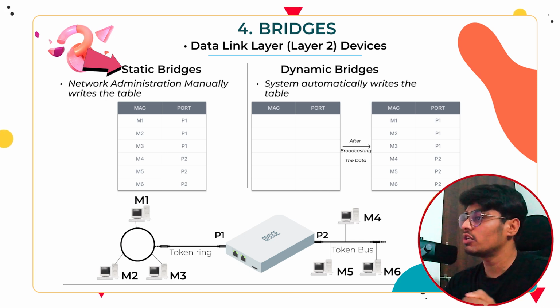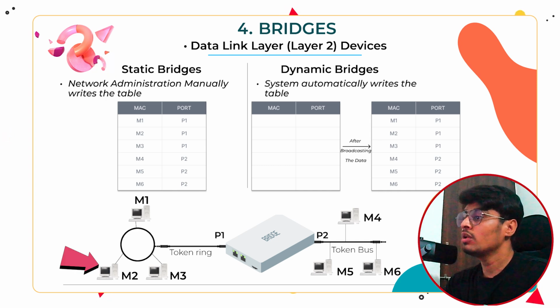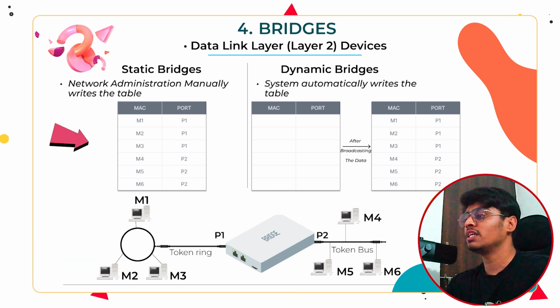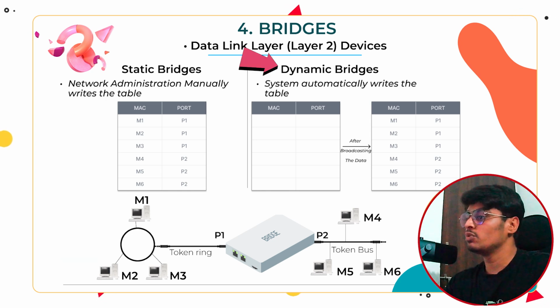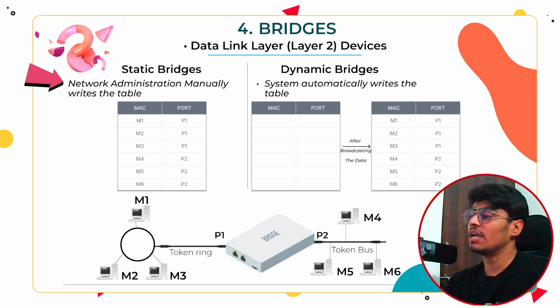But if we talk about static bridges, there are a lot of problems in them. If the MAC address of a device gets changed, let's say I change the MAC address of M2, then we have to manually type it again. So we generally use static bridges less. We use dynamic or transparent bridges more, because in static bridges we have to manually type again and again.